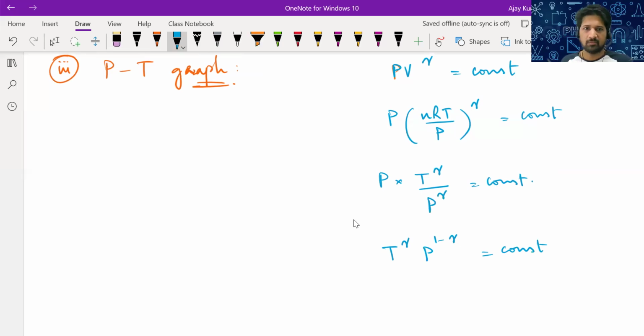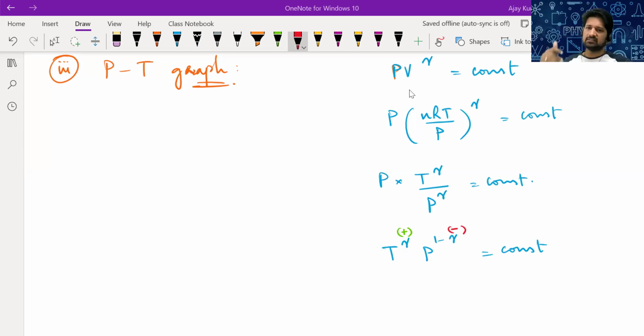Okay. Now you know gamma is more than 1. If gamma is more than 1, this power is positive. The power of temperature is positive, but the power of pressure becomes negative. Okay. One of the terms having a positive exponent and the other having a negative exponent. That means one of them is in the numerator, the other is in the denominator. Okay. And that has to remain constant.